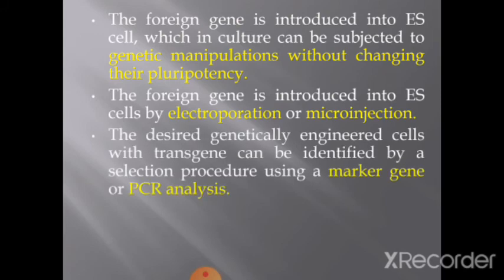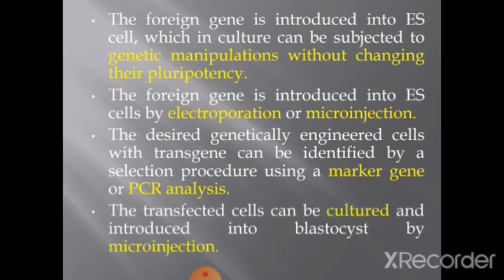Okay? Then, once the desired genetically engineered cells with transgene are ready, they can be identified by selection procedures. Either you will make use of PCR analysis, that is polymerase chain reaction analysis, or you can make use of marker genes. Both I have taught already. Then, these transfected cells can be cultured and they can be introduced into another blastocyst by microinjection.